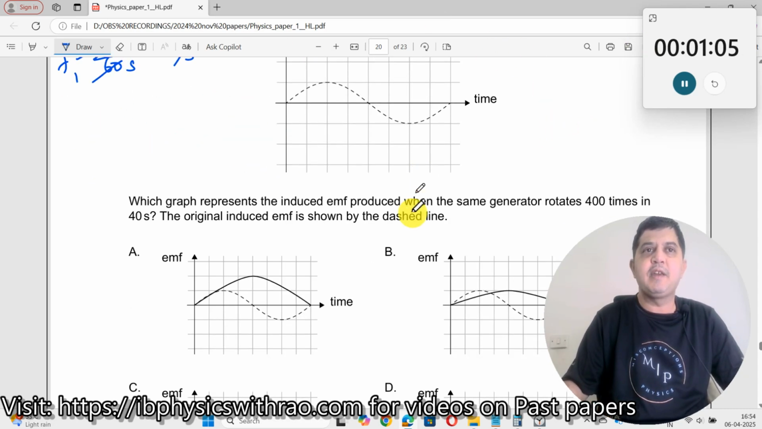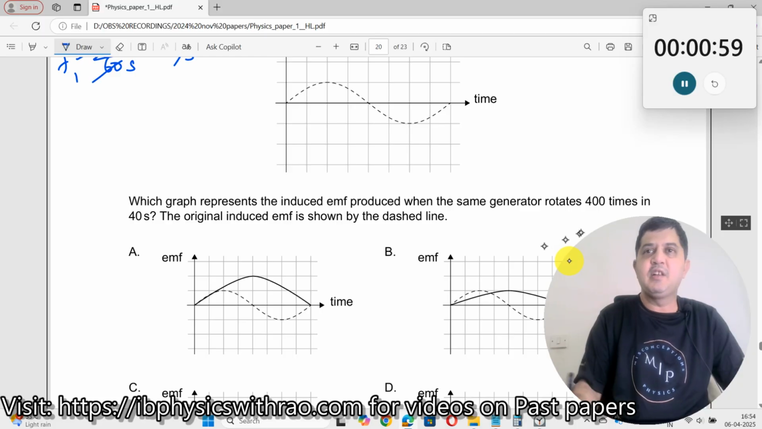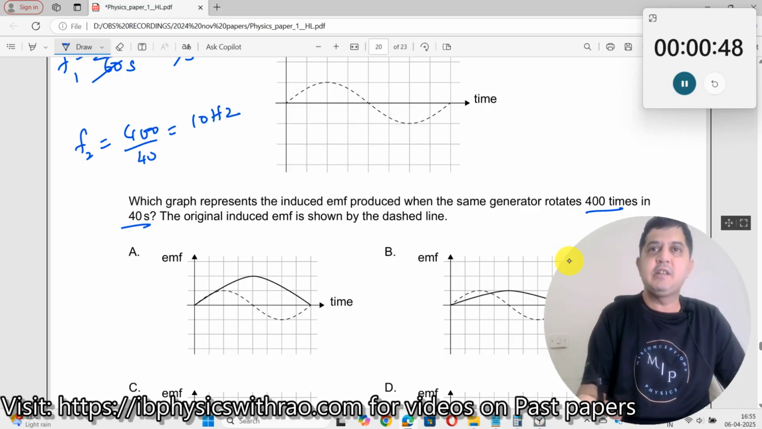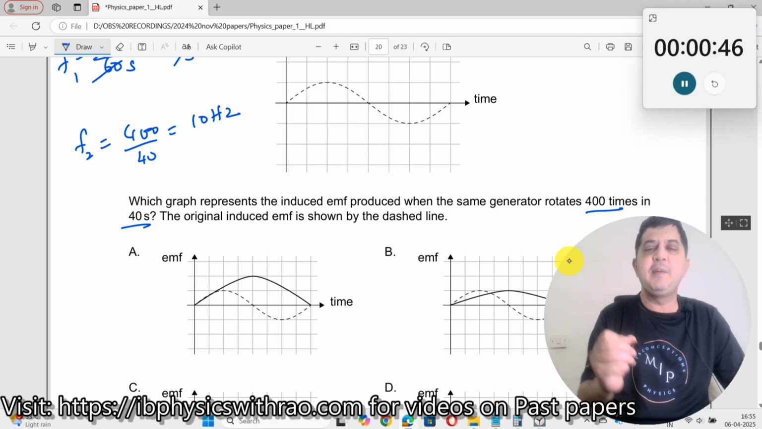Where is the time? Which graph shows the induced EMF produced when the same generator rotates 400 times in 40 seconds? Now for this also we will find out the frequency. Frequency here should be 400 divided by 40, which should be 10 hertz. But what is it that you need to find? Not the frequency. You need to find out what the EMF is over here.